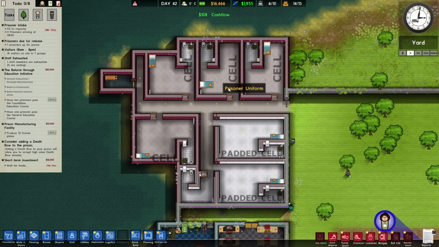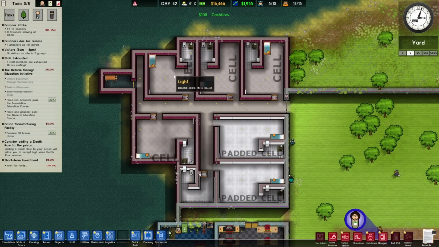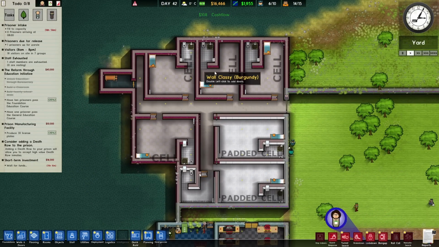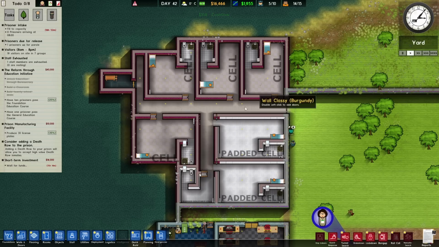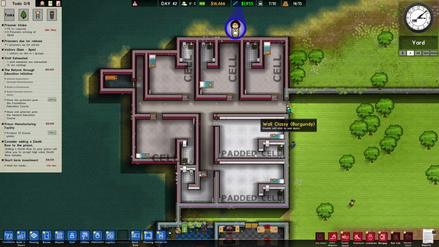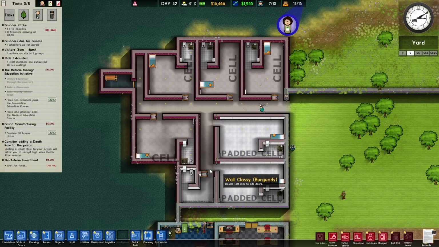There we go. Right. So lovely cell block B is set up. It's not as lovely as it could be, and it's not as lovely as it's going to end up being, but at least it's here, and at least we can get some more prisoners in, which is very good.